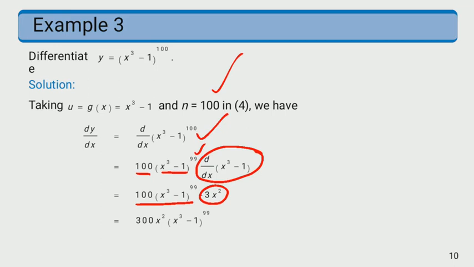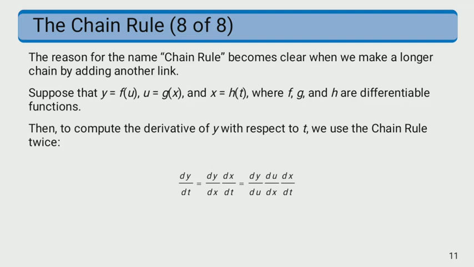If we compare with previously, we would let this part be u. So this is nothing but dy/du, this portion. And then this last part is nothing but du/dx. That's how it looks. And then now you bring back what is u, then you get back x cubed minus 1 raised to the power 99. Finally, when you simplify and multiply by 3x squared, you end up with this expression. Simple as that. So this is good news with chain rule.